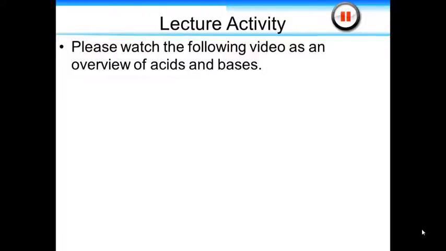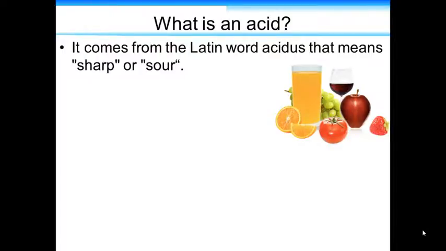Please take a look at a video on acids and bases. So what is an acid? It comes from the Latin word acidus, meaning sharp or sour. Anything that you eat or taste that has a sour-like quality to it is most likely acidic. Wine is acidic. Orange juice and fruits have something called citric acid. Wine has something called tartaric acid that comes from the grape.